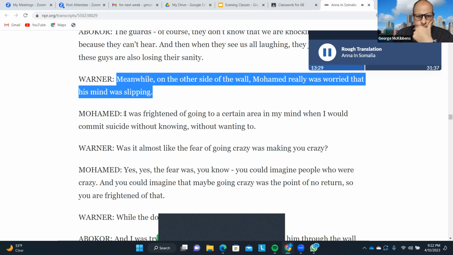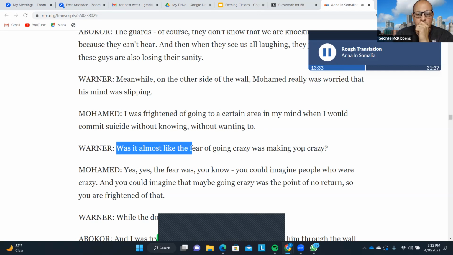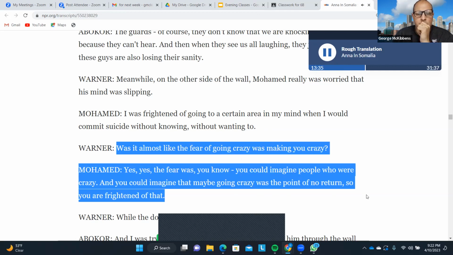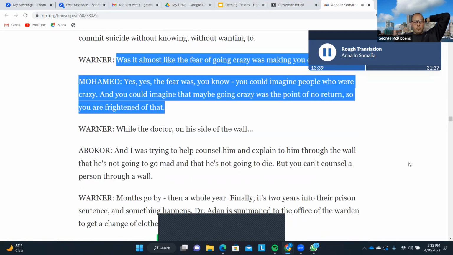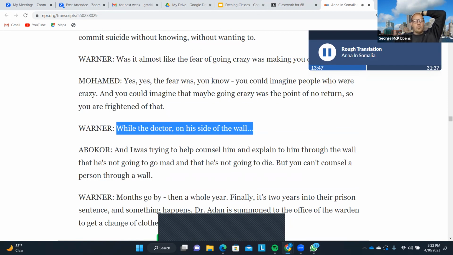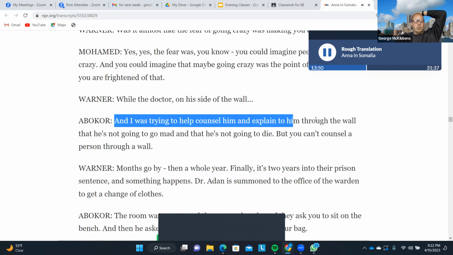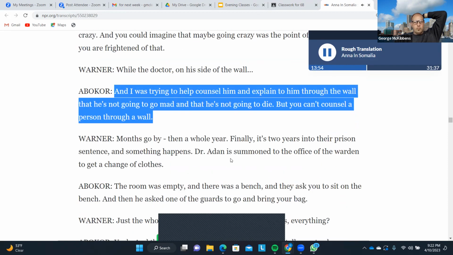Is it almost like the fear of going crazy was making you crazy? Yes, the fear. You could imagine people who were crazy, and you could imagine that maybe going crazy was the point of no return. So you were frightened of that. While the doctor on his side of the wall was trying to counsel him and explain to him through the wall that he's not going to go mad and that he's not going to die. But you can't counsel a person through a wall.